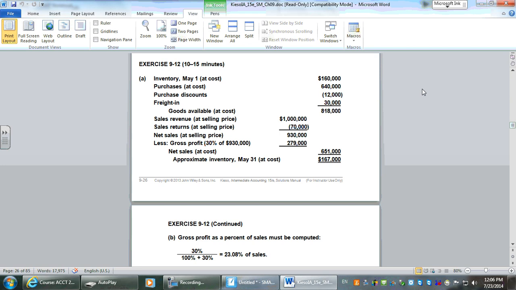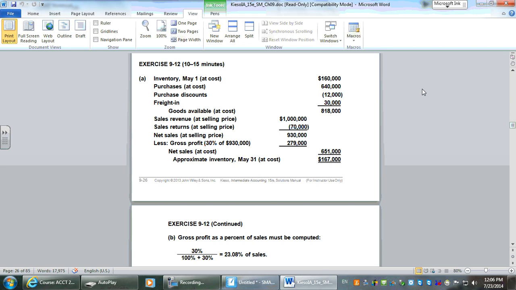I start with my beginning inventory, which is 160. My purchases at cost were 640. Of course, you take away your purchase discounts. You'd also take away any returns and allowances if you had them, right, guys? And you add freight in. You guys know how to calculate goods available for sale, right? So it's net purchases: purchases less discounts plus freight in is your net purchases. Add that to the beginning inventory, and you've got what's available.